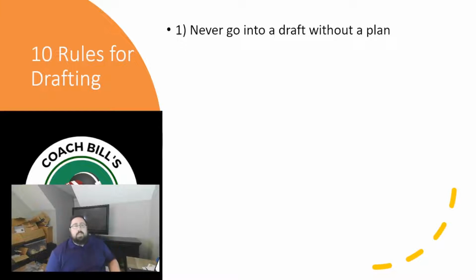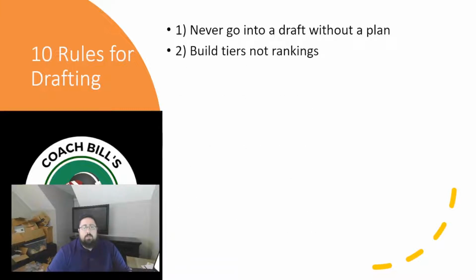It's very simple to say, but I can't tell you how many times I've been drafting and looked at the people to my left and the people on my right, and their player gets picked 3 picks before they were going to pick them, and now they have no idea who to pick. You got to have a plan going in. You got to know who you want, who you don't want, and how you rank your players, which leads me into the next one. Build tiers, not rankings.